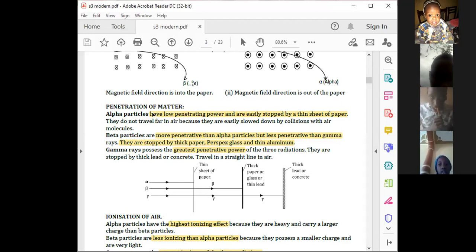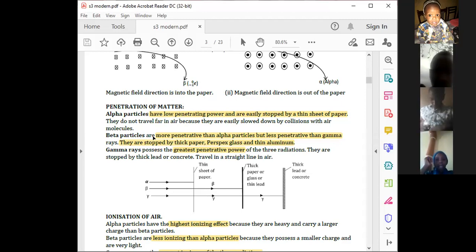So I'm saying this is having a low penetrating power, and they can be stopped by a thin sheet of paper. Good. Then we are claiming that they don't travel so far in air because they are easily swallowed down by collision. As they try to move, these are radiations. So within space, we expect collision of air molecules with the radiations emitted. So that's why they don't penetrate so fast.